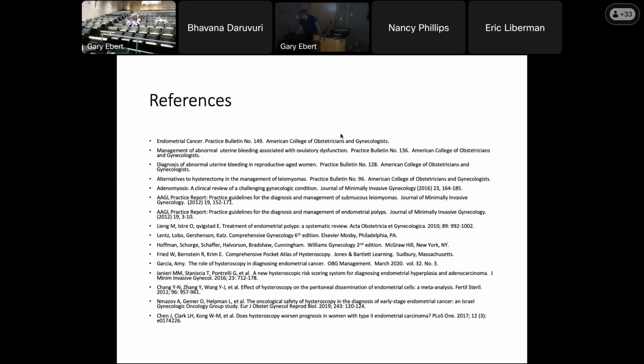No. So all polyps don't need to be removed. Depending upon the age of the patient, the size of the polyps, if a patient's in her reproductive years, she doesn't really have risk factors, it's less than 1 centimeter, about 25% of those regress on their own, and you can counsel the patient on that. Patients with risk factors, polyps greater than 1.5 centimeters, postmenopausal patients, patients on tamoxifen, those need to be removed. 1 to 12% of polyps can contain cancer. So those should be removed.